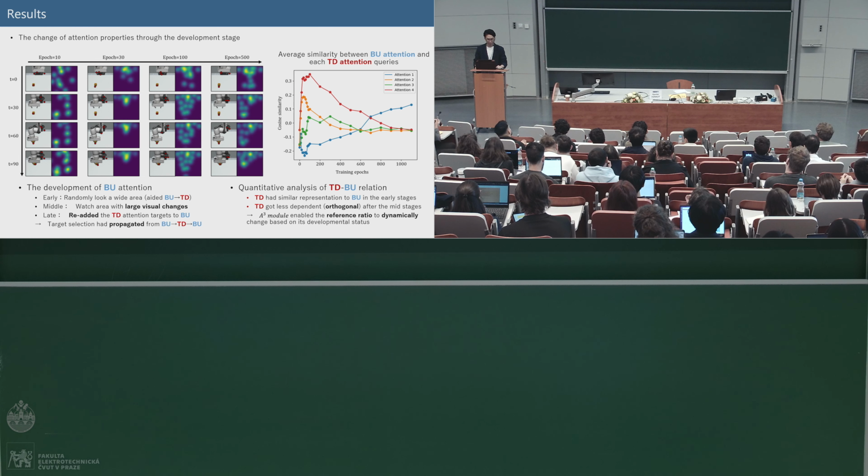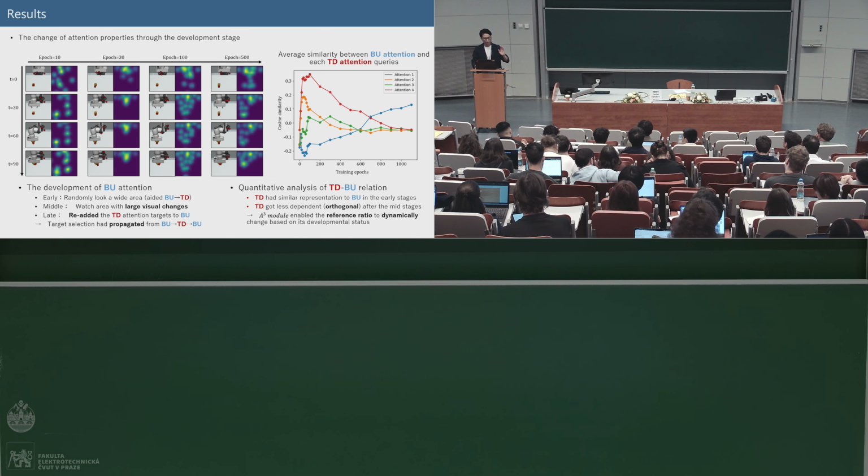And through this, we identified that the development of bottom-up attention showed that in early stages, bottom-up attention had the role of randomly looking at wider areas, which ended up helping the top-down attention to find the attention target easier.